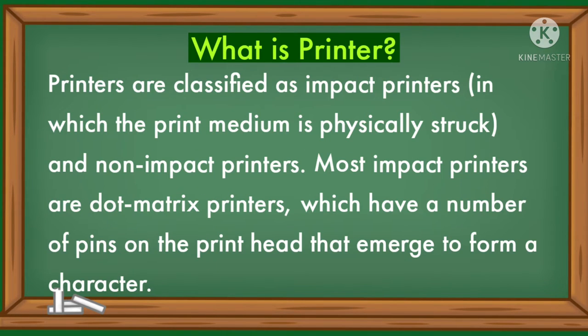Printers are classified as impact printers, in which the print medium is physically struck, and non-impact printers. Most impact printers are dot matrix printers, which have a number of pins on the print head that emerge to form a character.